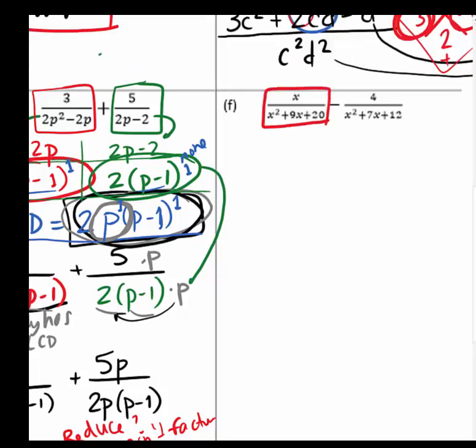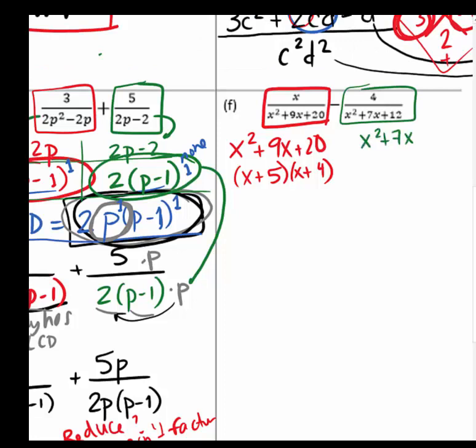I'll focus on the left one first. It doesn't really matter, but I always focus on the left one. If I grab its denominator, x squared plus 9x plus 20, that factors into x plus 5 times x plus 4, or vice versa. In the second fraction, the denominator is x squared plus 7x plus 12. It factors into x plus 3 times x plus 4, or the other way around. Okay, now looking at those two denominators, I think I can figure out the least common denominator.